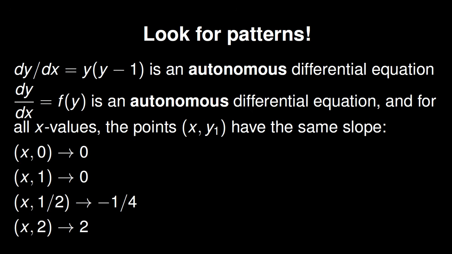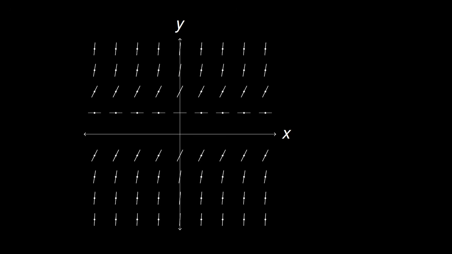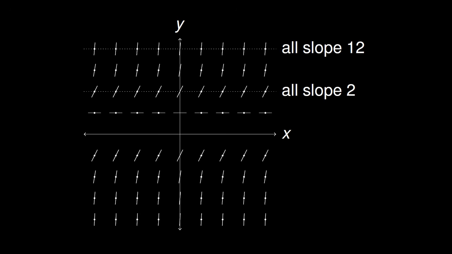So no matter what x was, (x, 0) will give a slope of 0, (x, 1) will give a slope of 0, etc. So if you look back at our direction field, then all of these points here have slope 2. All of these points have slope 1/2. All of these points also have slope 2. So we could just find what the slope is at each of the points along the y-axis, and then due to the autonomous nature of the differential equation, duplicate those slopes left and right. Okay, so that's what you can do with autonomous differential equations.